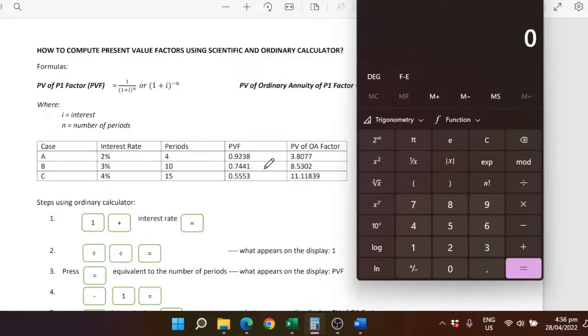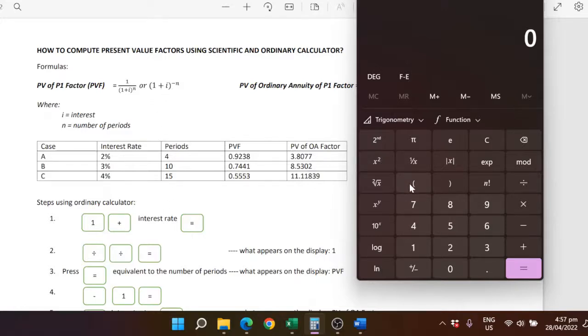And we're going to check if our procedure is correct, if the answer from our computation is the same with the factors that are presented here. Okay, let's start with the use of a scientific calculator. Now, kindly get your calculators ready, and we will start our calculation. For your case A, you have the following: 2% interest rate, 4 periods, and you have the following factors. Now, let's apply the formula.